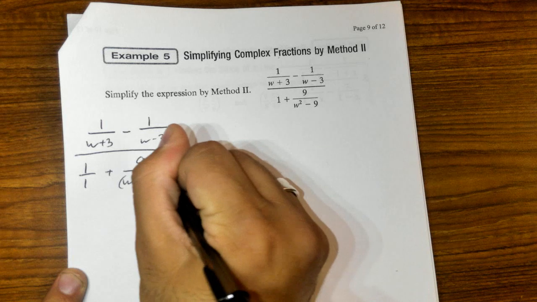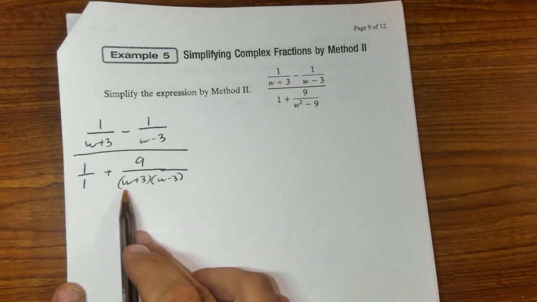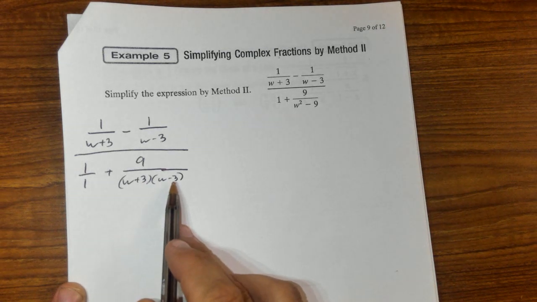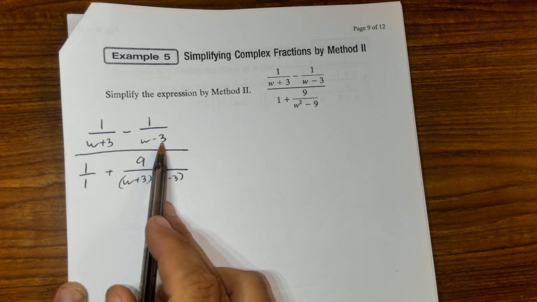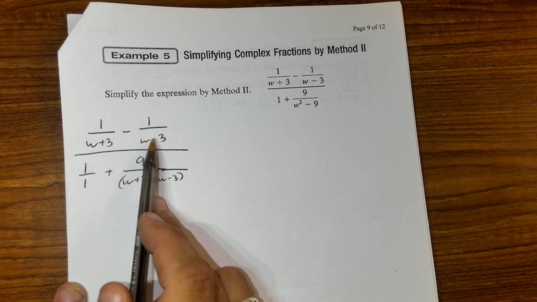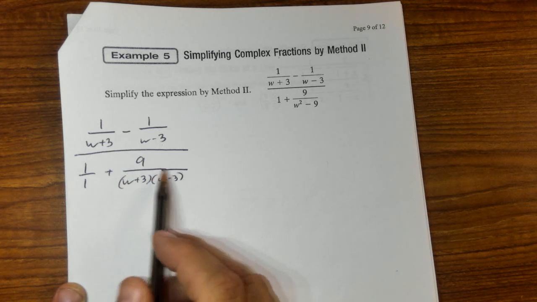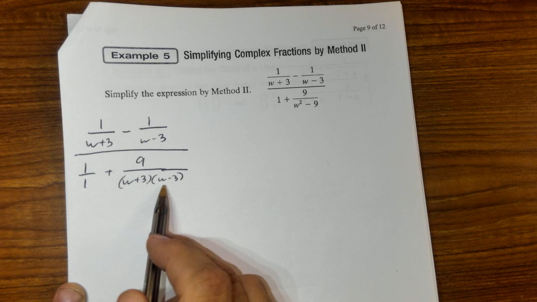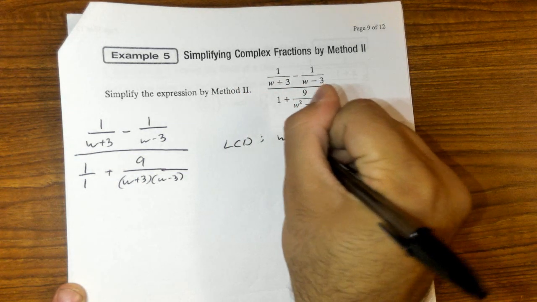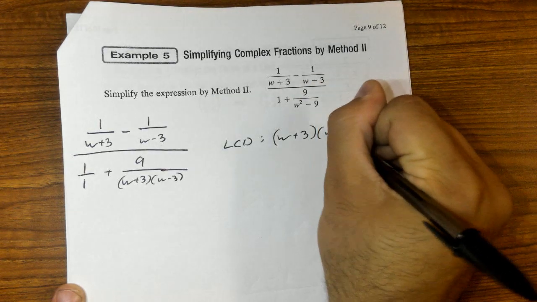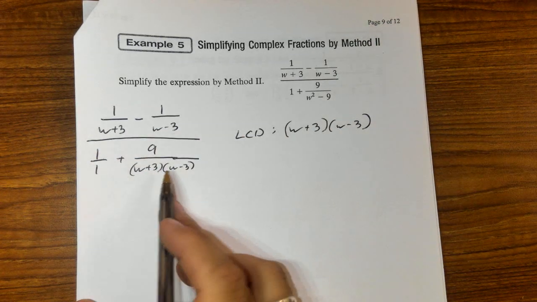So the LCD is going to be this w plus 3 times w minus 3. Here it's just w plus 3, here it's just w minus 3. The LCD by definition is the product of all unique factors, where each factor is raised to the highest power it shows in any denominator. Well, everything's raised to the first power, so our LCD is going to be w plus 3 times w minus 3. So that is what needs to be multiplied to all fractions.